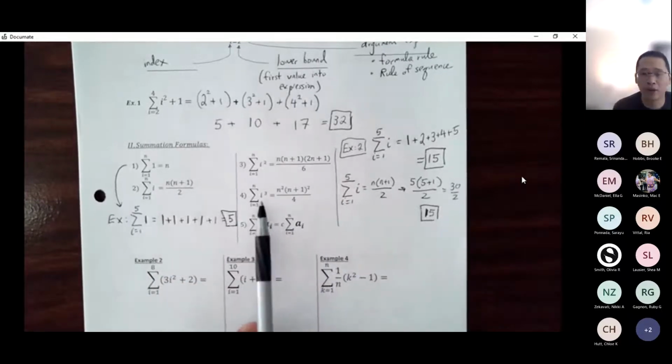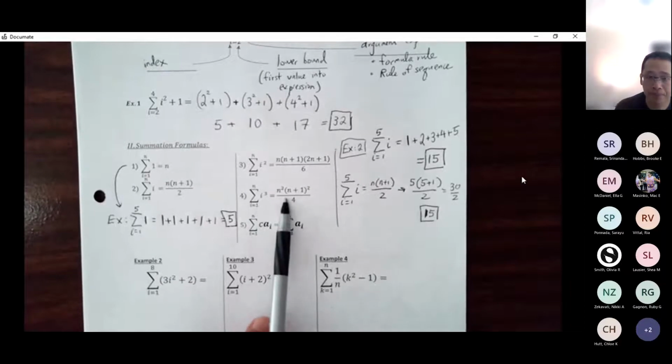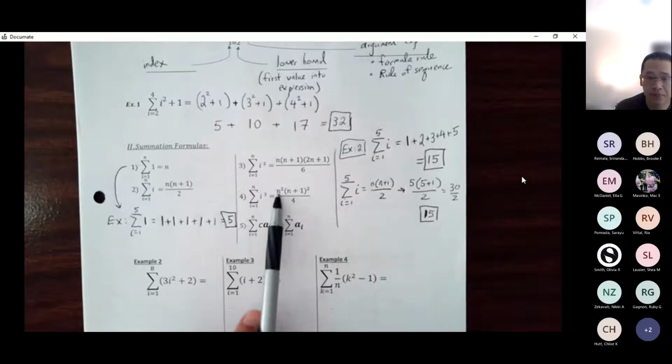And also a rule for i cubed. You take the upper bound, insert it in for the n's: n squared times n plus 1 squared all over 4.